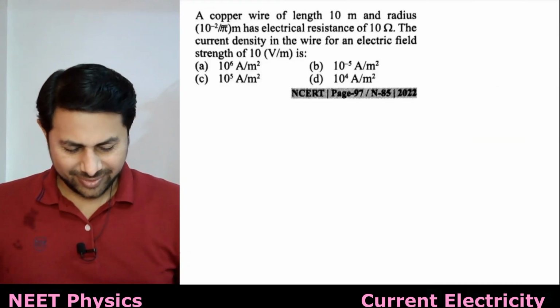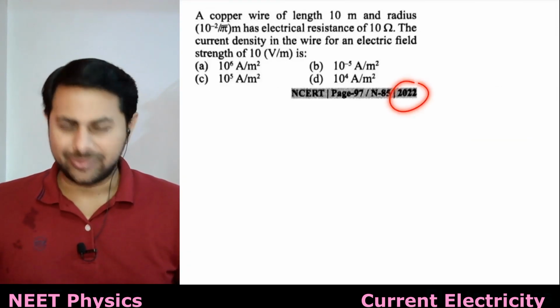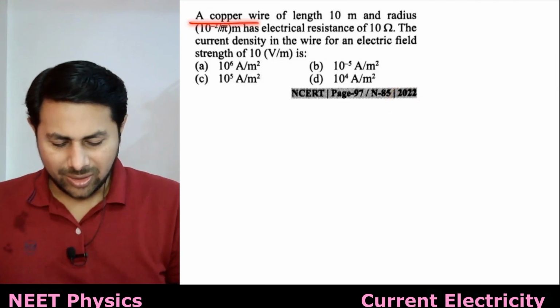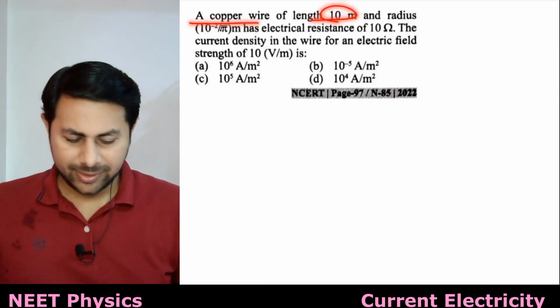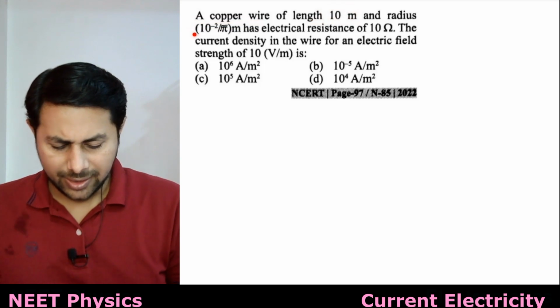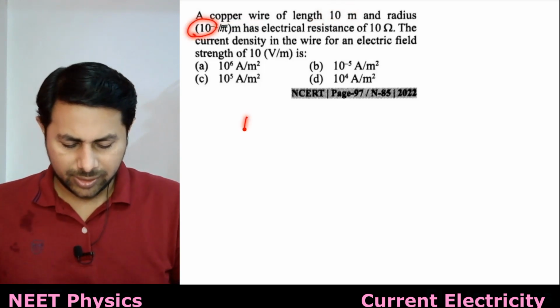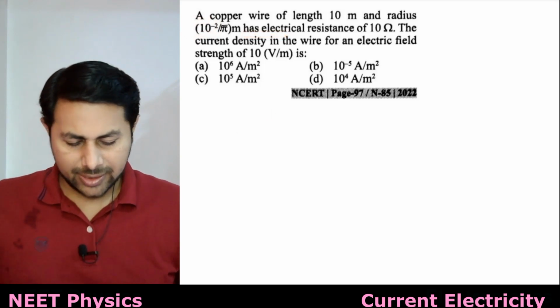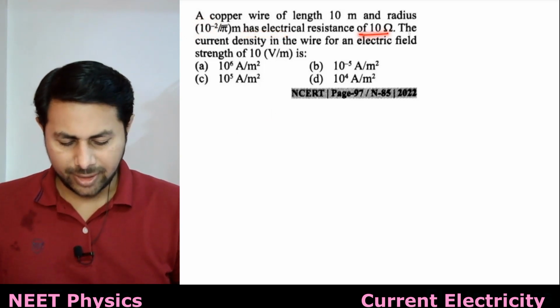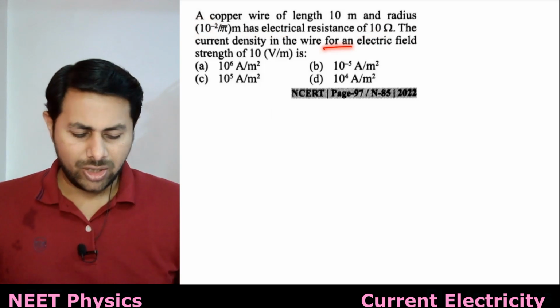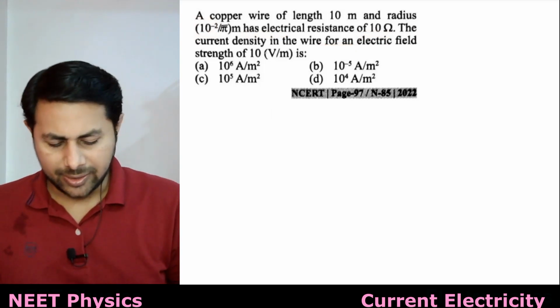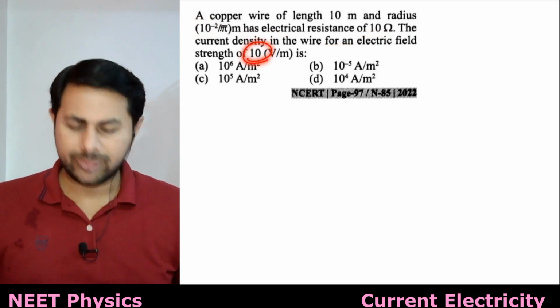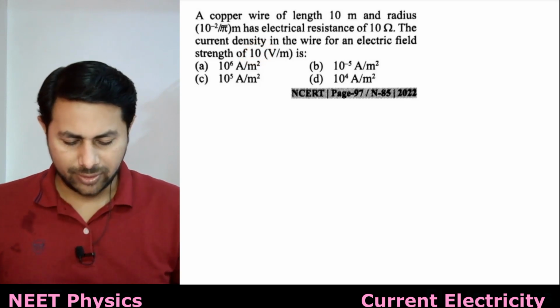This one is also from NEET 2022. So let's see this one. A copper wire of length 10 meters and radius 10 raised to minus 2 divided by root of pi has an electrical resistance of 10 ohm. The current density in the wire for an electric field strength of 10 volts per meter is. Okay, tell me.